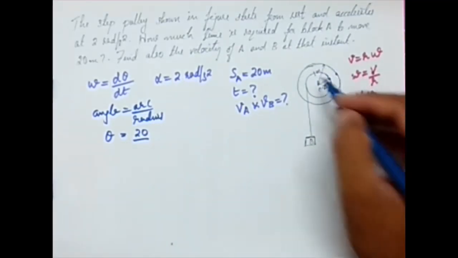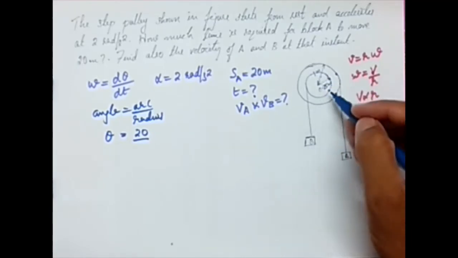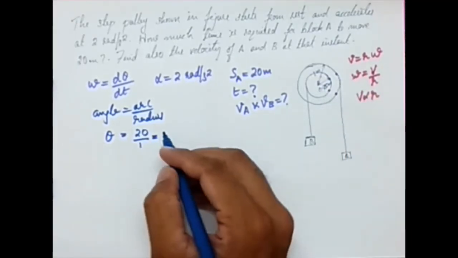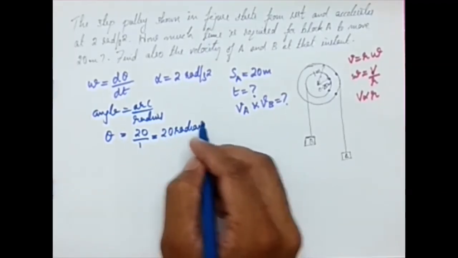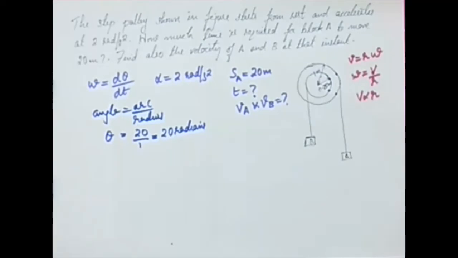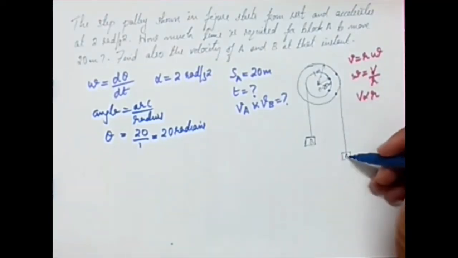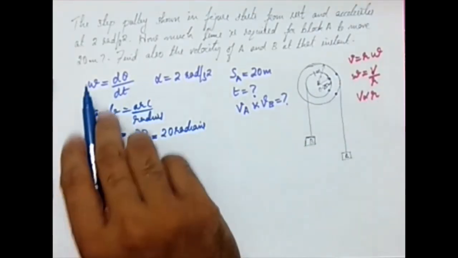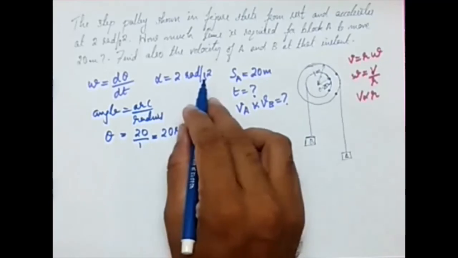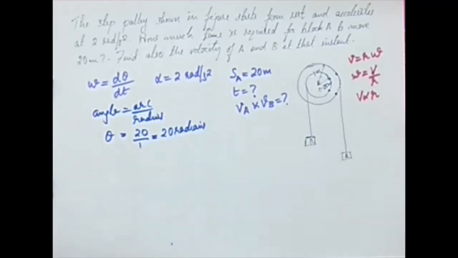Because we are talking about A, the radius of the outer circle is 1 meter, and the inner circle is 0.75 meter. So by 1, which means it is 20 radians. So the change in angle when this object moves 20 meters is 20 radians. Alpha is given in the problem, theta is available.